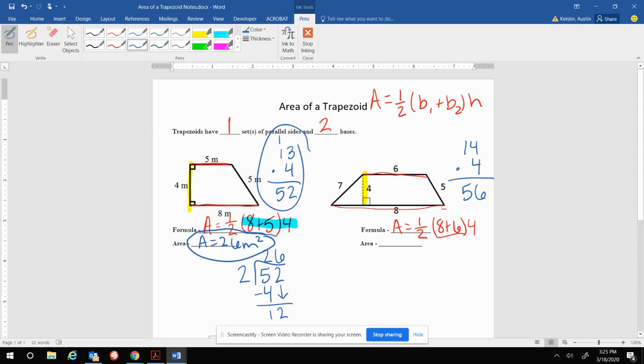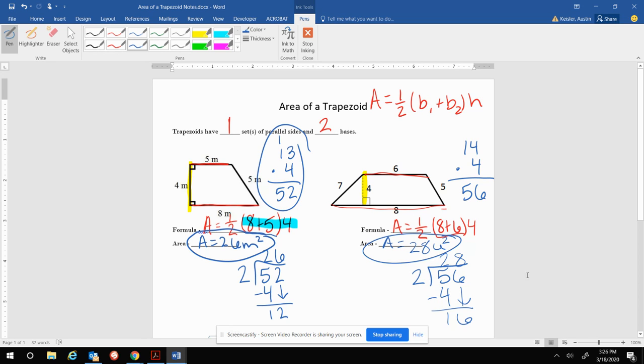So it's 56. I'm going to figure out what half of 56 is. So 56 divided by 2. Again, 2 goes into 5 twice, which is 4. And then I bring down my 6. And 2 goes into 16 8 times. So I get the area is 28 units squared because we don't have any labels on there.